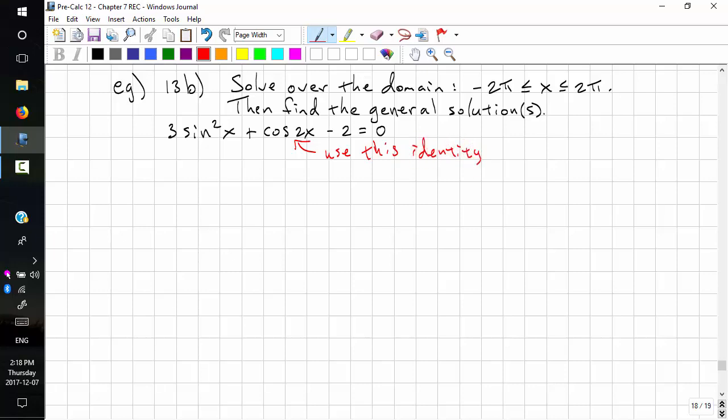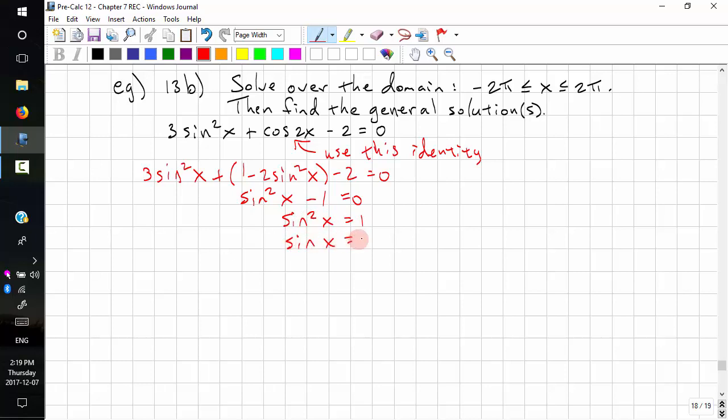Okay, so doing proofs, you want to be able to think ahead like in chess or checkers. Think a few moves ahead to see if that gets you anywhere. So 3 sine squared x plus 1 minus 2 sine squared x minus 2 equals 0. Okay, now we can expand this term. 3 sine squared x minus 2 sine squared x is sine squared x. 1 minus 2 is negative 1. So sine squared x equals 1.